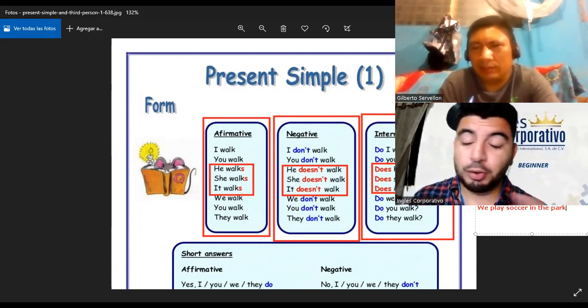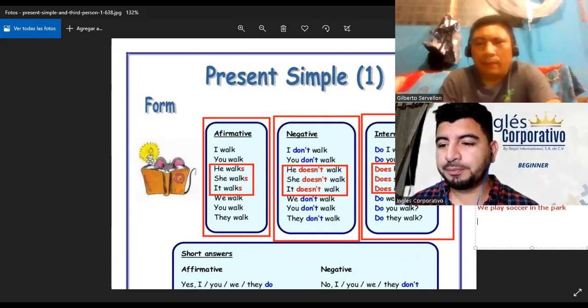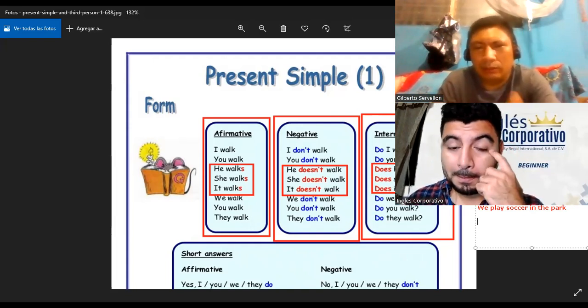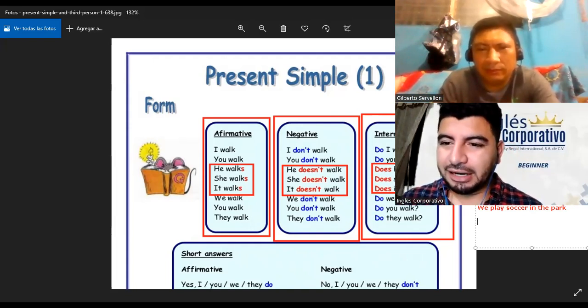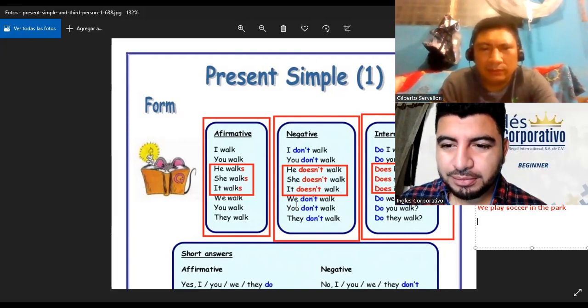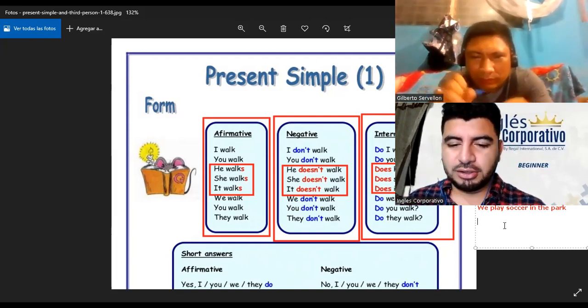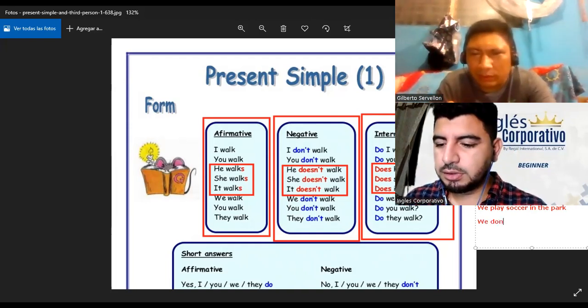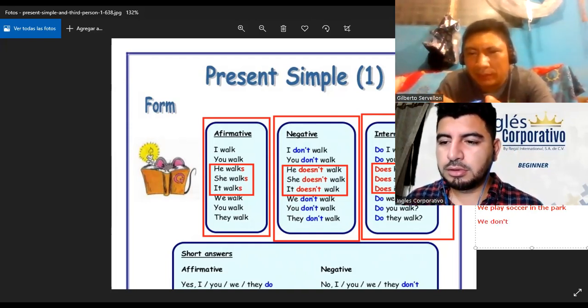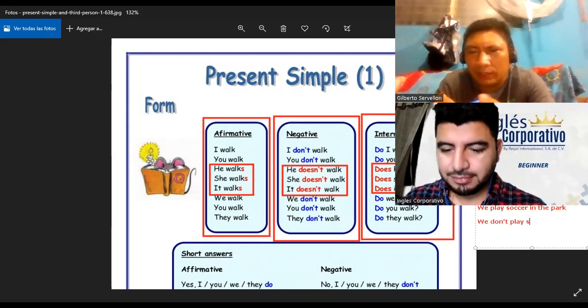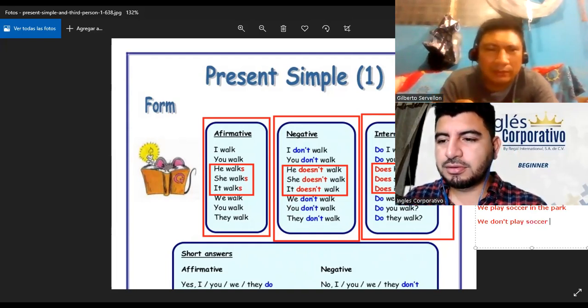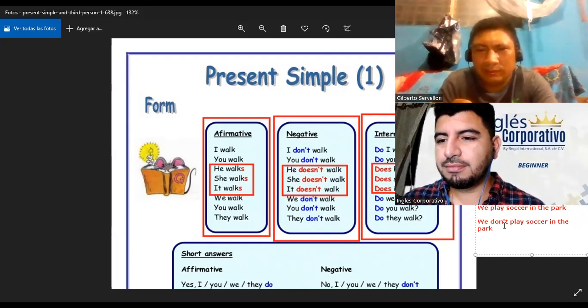Bien, ahora, let's do it negative. Vamos a hacer la negativa. La negativa sería we doesn't. Revisemos aquí cómo está we, mira. Perdón, please. We don't. We don't, excelente. We don't play soccer in the park. Excelente.